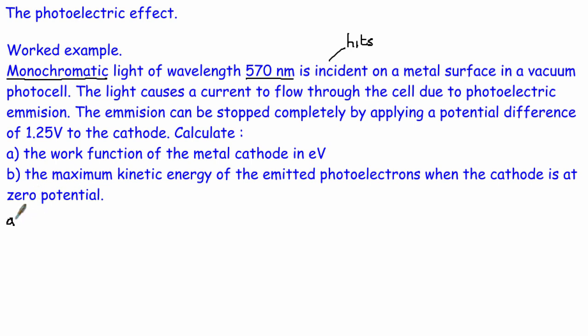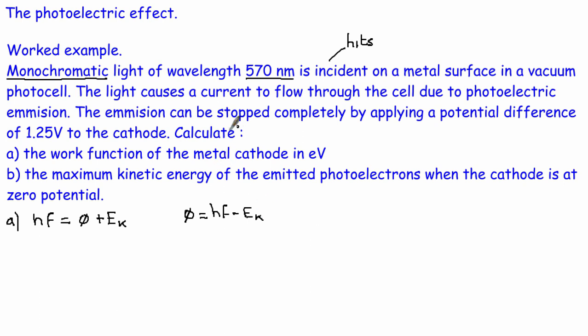So for part A, I want the work function, so I'm going to start off with this particular equation here. So hf equals phi plus EK. That's our standard Einstein equation, and I'm going to rearrange it because I'm wanting the work function. So the work function is equal to hf minus the kinetic energy.